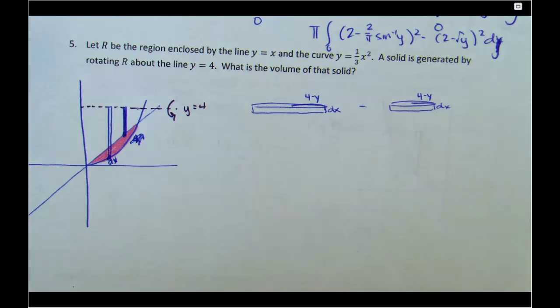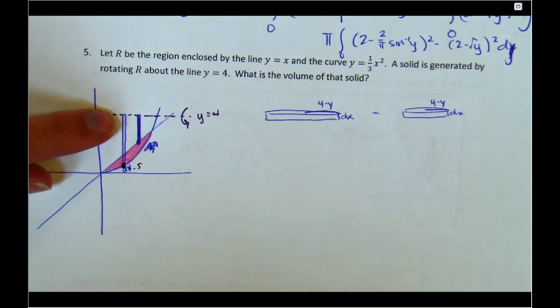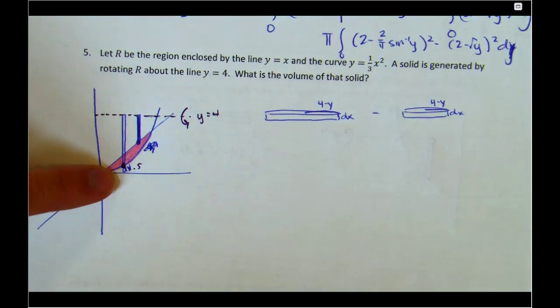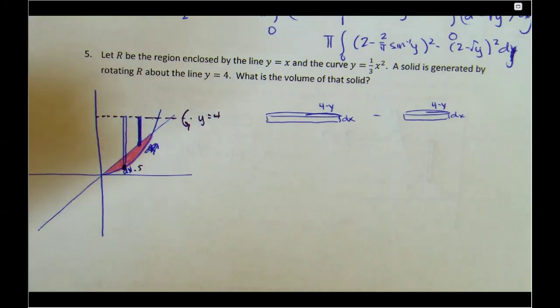Okay, so again, if you're like, hang on, how did you get that? I would come right over here and be like, all right, I think this y is 0.5. Okay, so what would the radius be? It would be 3.5. So I would do 4 minus 0.5, so 4 minus the y value.